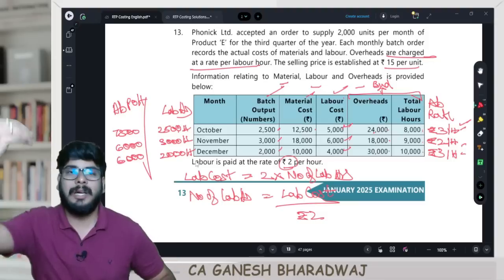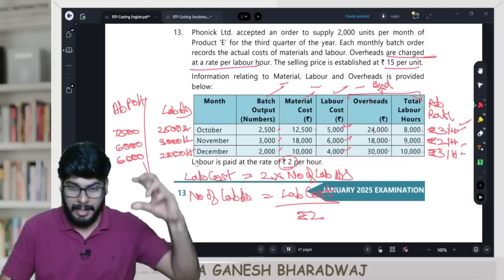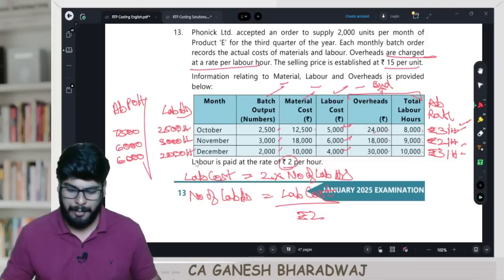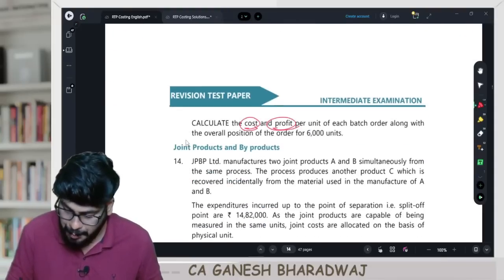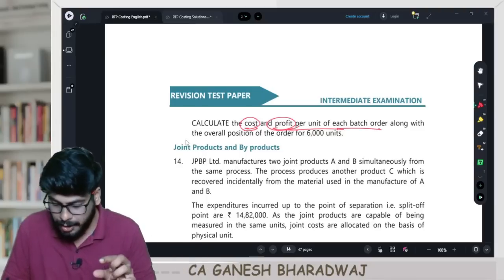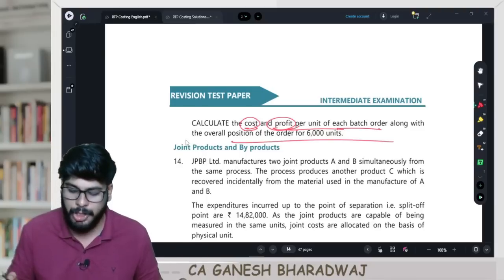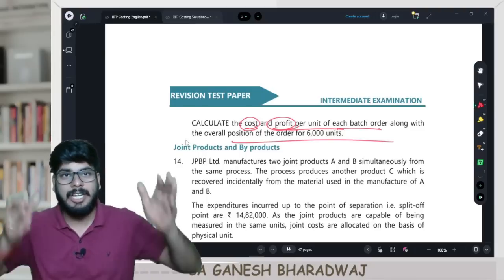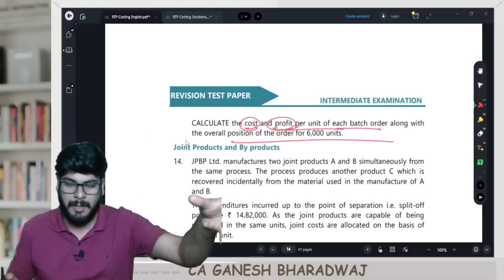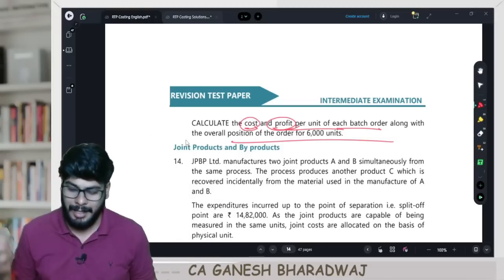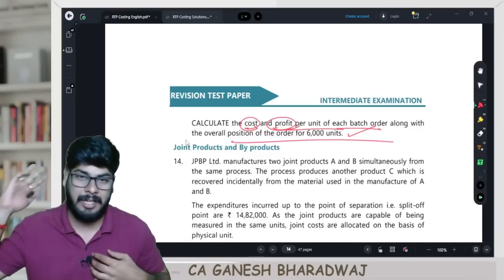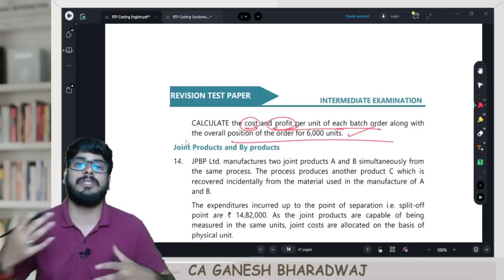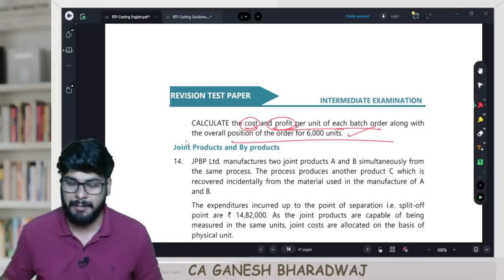So now, month-wise, you have the material, labor in actuals and overheads absorbed also. Fine, you can go ahead and do it. Calculate the cost and the profit per unit of each batch order along with the overall position for 6,000 units, right? So month-wise, you can calculate the cost per unit and the profit per unit. And then they are asking you to calculate the overall position for 6,000 units. Suppose they are manufacturing and selling 6,000 units, right? For that, what is going to be the position? Very, very simple. Are you clear with this?